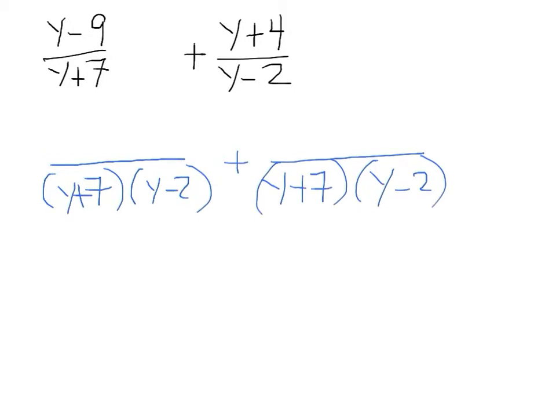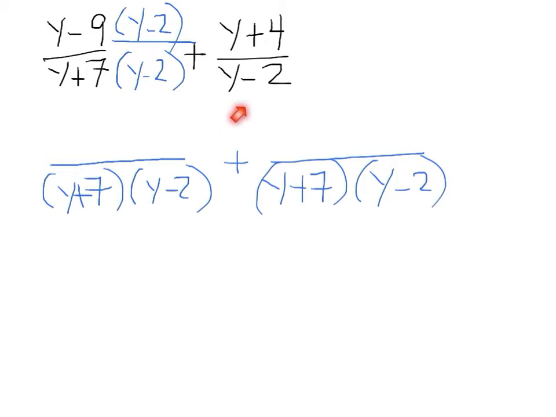So here comes the part where we say to ourselves, self, how do I get this to look like this? And the answer is, we already have a y plus 7. Looks like we're going to need to multiply by y minus 2. Fine, so y minus 2. But then we also have to multiply the top by y minus 2. Fine.